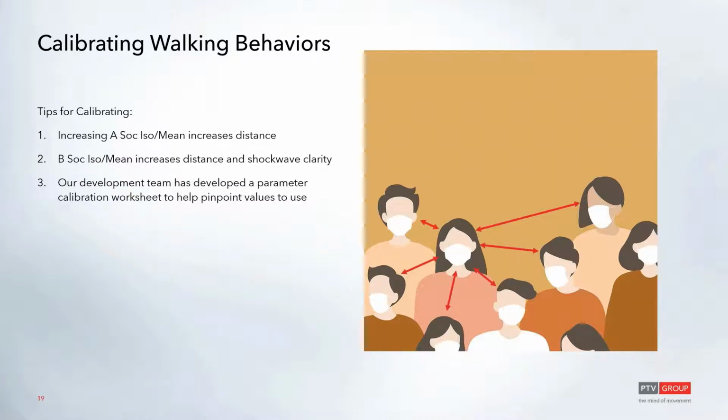Some tips for calibrating: remember that increasing the asocial parameters, either the isotropic or the mean, increases the general distances between people. So this is the primary distance controlling factor. Increasing or decreasing it has a lot of sensitivity, so small changes will go a long way. Increasing it will increase the distance between people and thus decrease the densities.